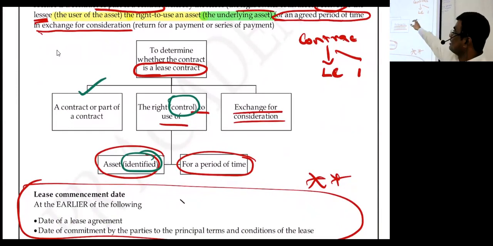I told you when I started, contract is general. That may be a lease contract or may not be a lease contract. If it is a lease contract, then it is covered under 116. If it is not a lease contract, then it is covered under 115. Hello, yes or no?